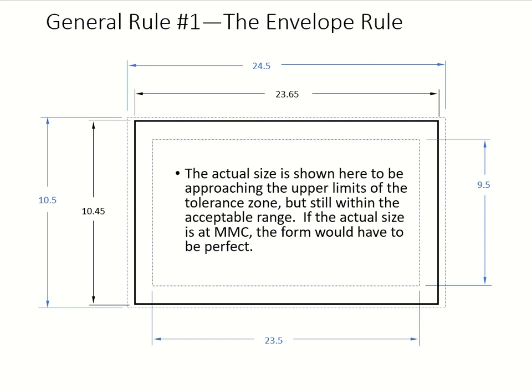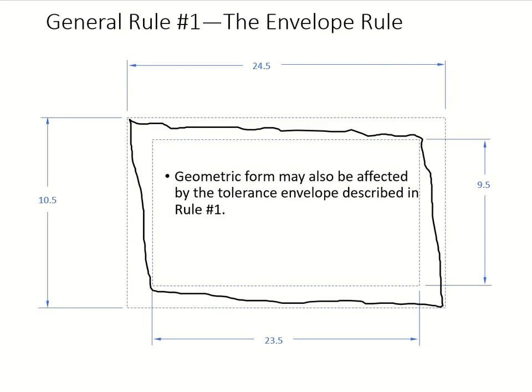If the actual size is at your maximum material condition, MMC, then your form has got to be perfect. If we put it closer to the lower limit, then you're going to get the most material, if that was an internal feature. If you're dealing with an external feature, of course, you have to keep it closer to the upper limit. So that will satisfy your MMC.